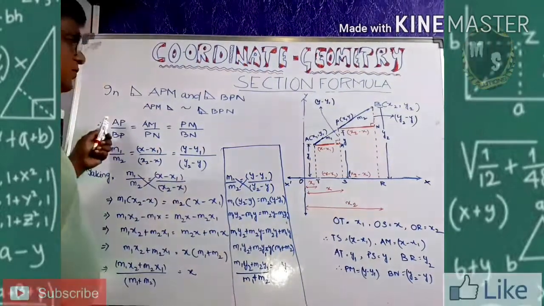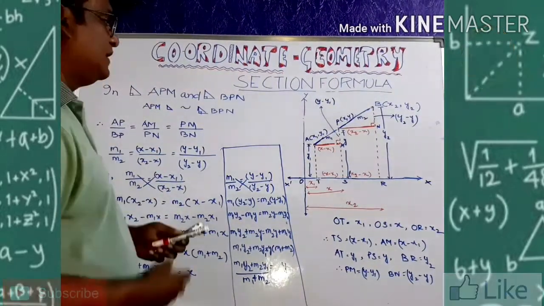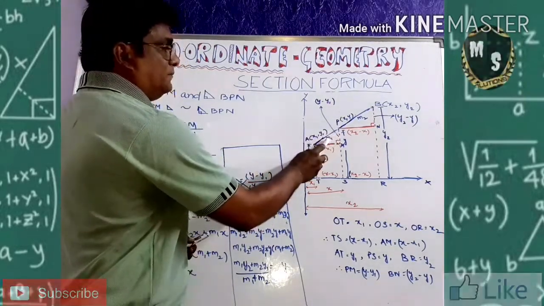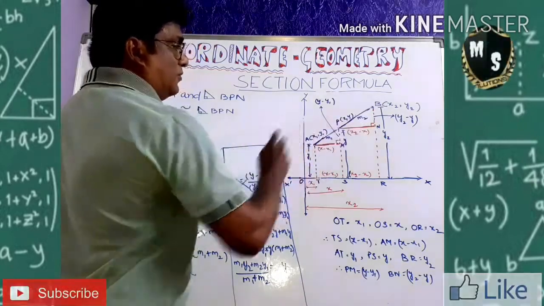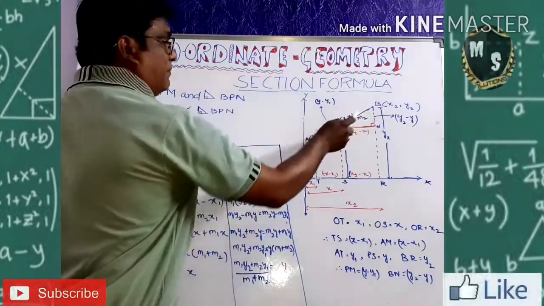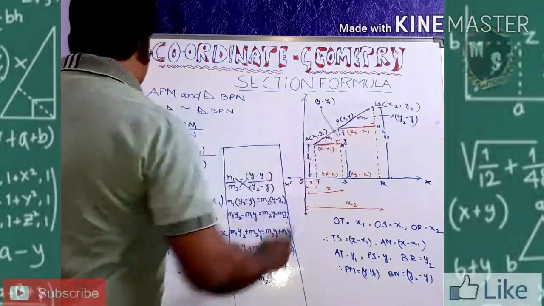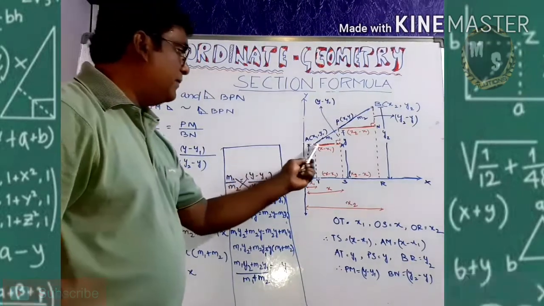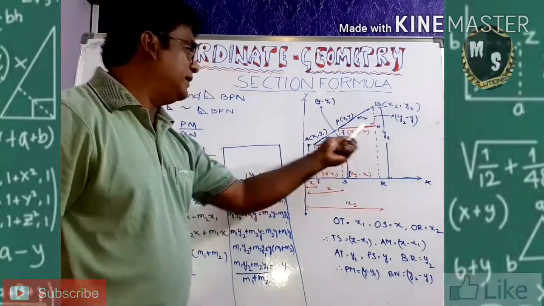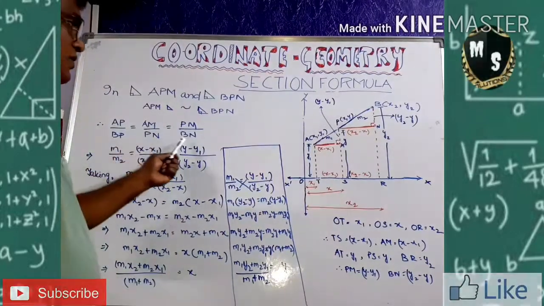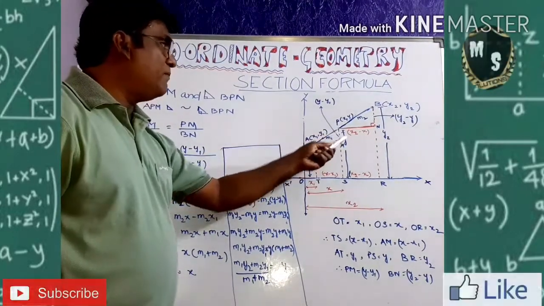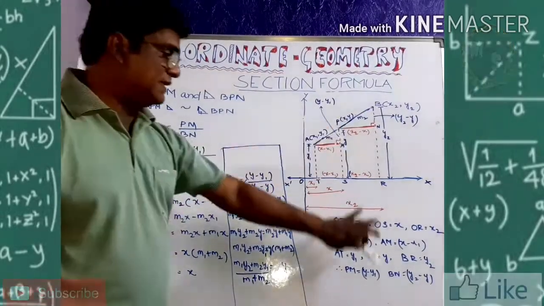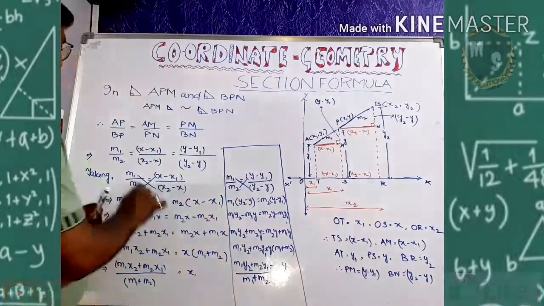So now you see, I wrote here AP by BP, the largest side. AP is M1, BP is M2. So write AP by BP, that means largest side by largest side, is equal to AM by PN. AM is the base, AM by PN is equal to PM by BN. Every measurement is written here.